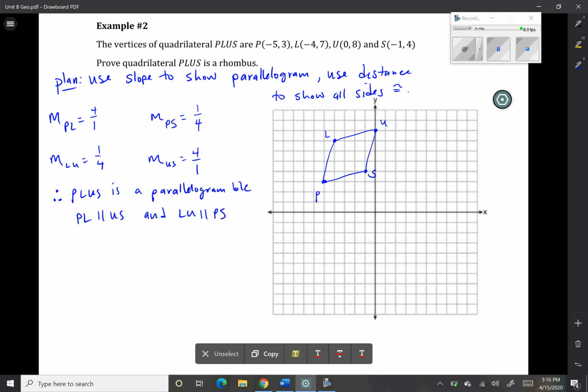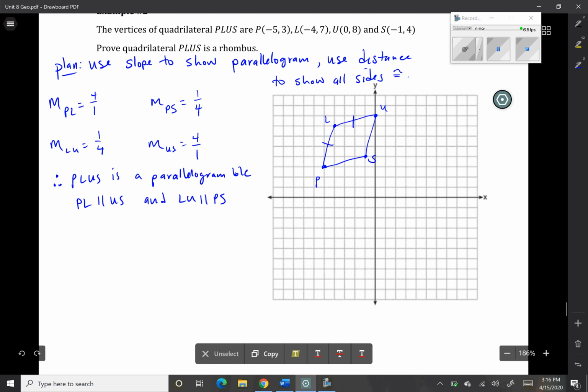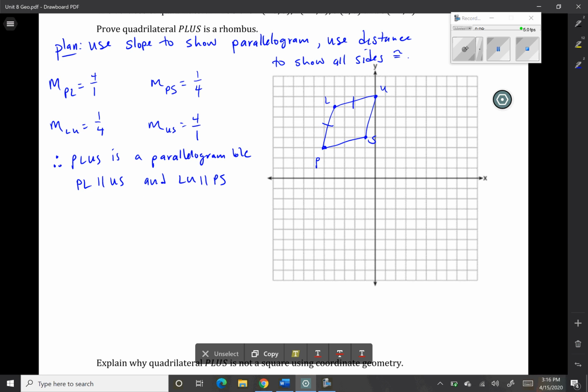Now, I don't actually have to find all four distances. I just have to prove that two consecutive sides are the same length. If I can prove that, because it's a parallelogram, I now know that all four sides are in fact the same length. So if I find the distance of PL, and I find the distance of LU, if they come out to be the same value, I now know that they are congruent, therefore it's a parallelogram that's also a rhombus.